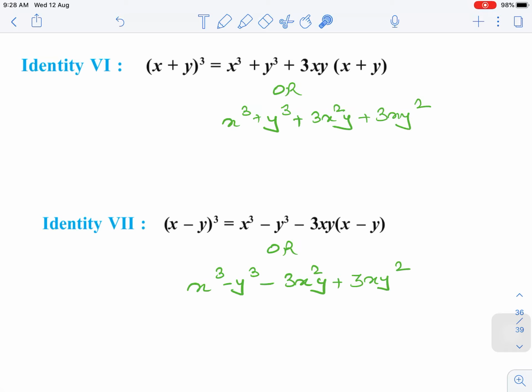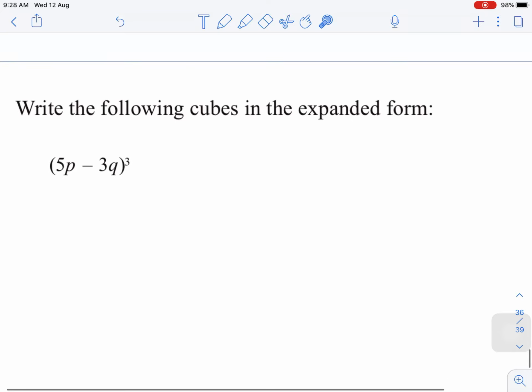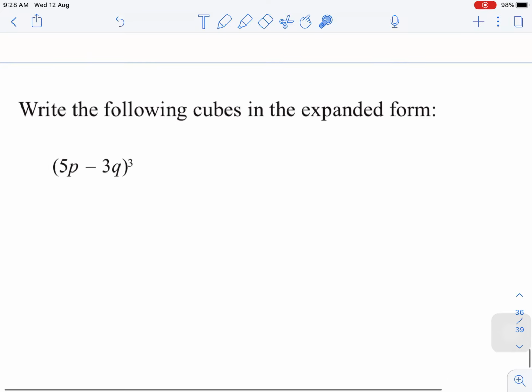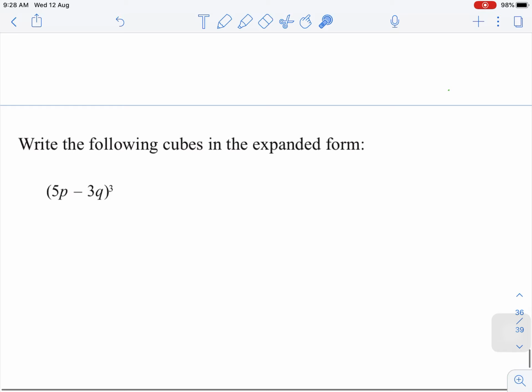Okay, so while solving an example, you can use either this formula or this one, depending on the condition. Now let us solve some examples based on this. Here it is given: write the cubes in expanded form.